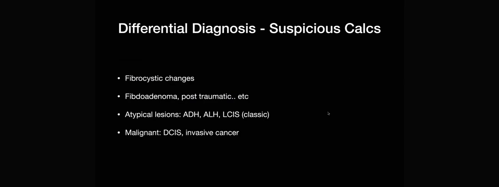Now, if you have different suspicious classifications, for the sake of differential, we will do biopsy. There will be a BI-RADS regardless of the pathology results. But if someone asks you for a differential, for example, you can say fibrocystic changes, post-traumatic, fibroadenoma, etc. Atypical lesions such as ADH, ALH, or malignant lesion, and this is what we want to rule out.